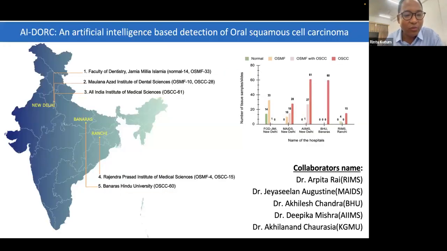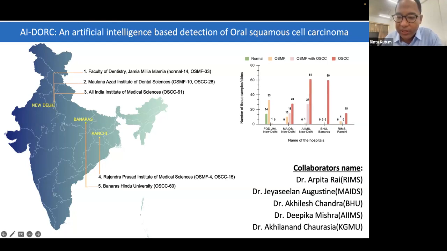For this, we have almost five institutions. First is the Faculty of Dentistry from Jamia Islamia. Then we have Maulana Azad Institute of Dental Sciences, then All India Institute of Medical Sciences, Delhi, then Rajendra Prasad Institute of Medical Sciences and Banaras Hindu University. Almost all the sites have contributed various data points, some very specific to the site. For example, BHU Banaras gave us a lot of data on OSCC, which is a subtype of oral cancers.